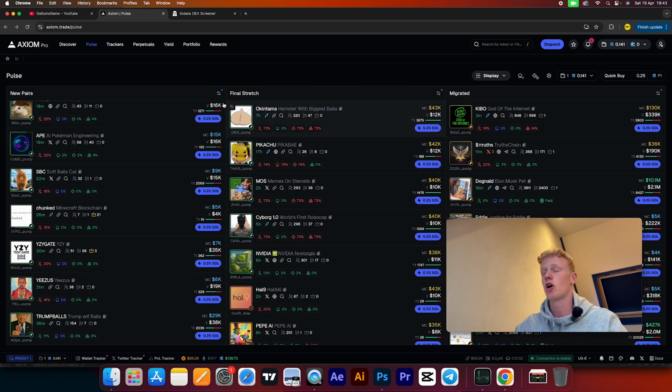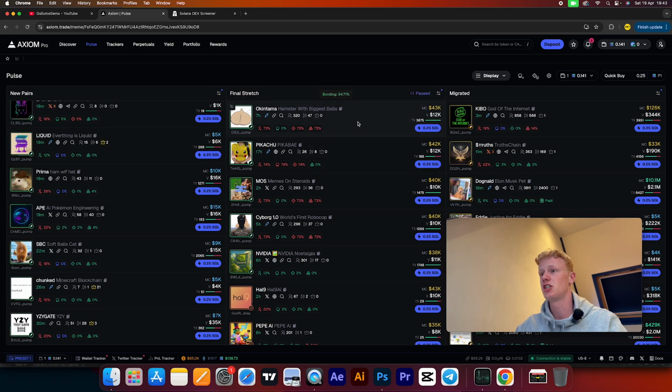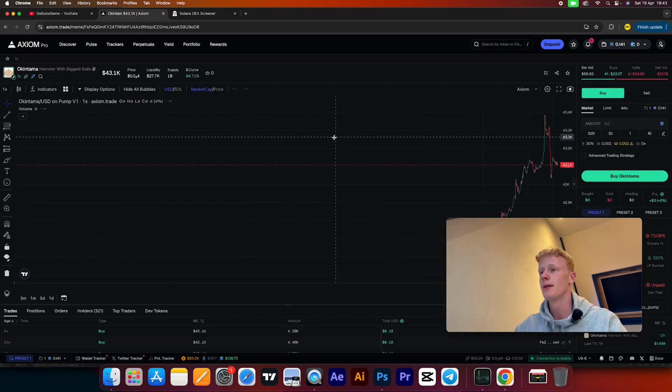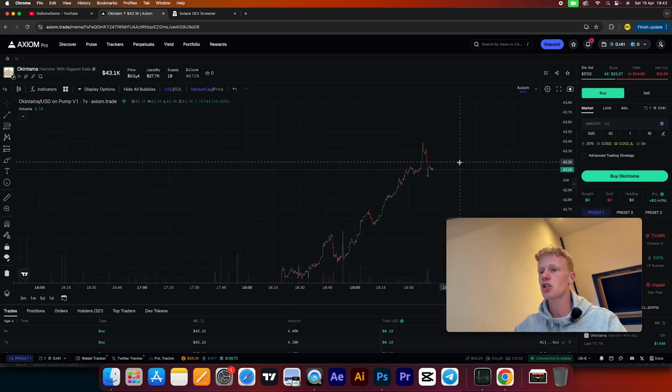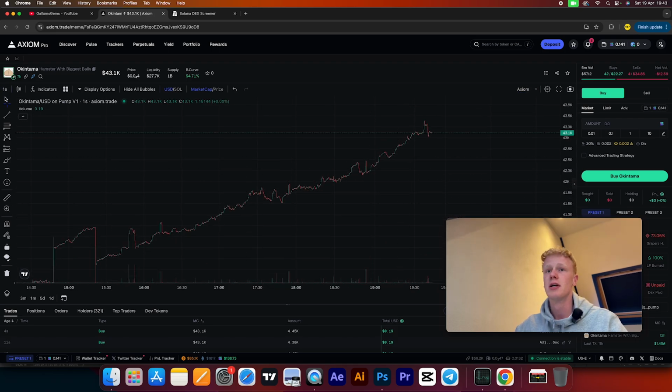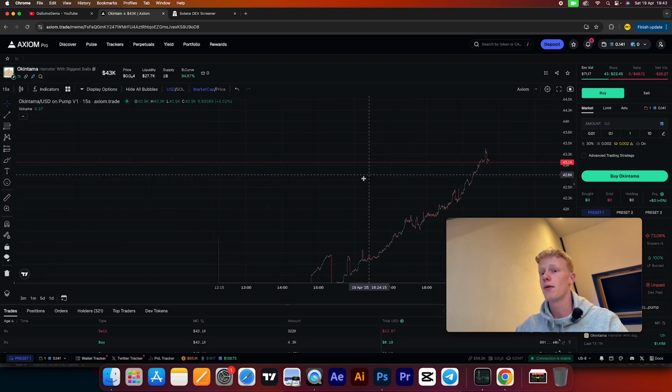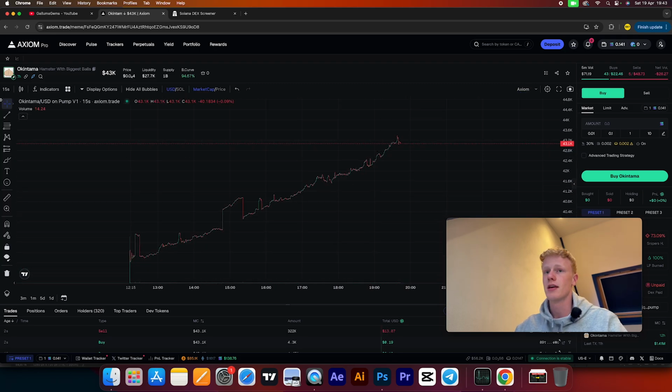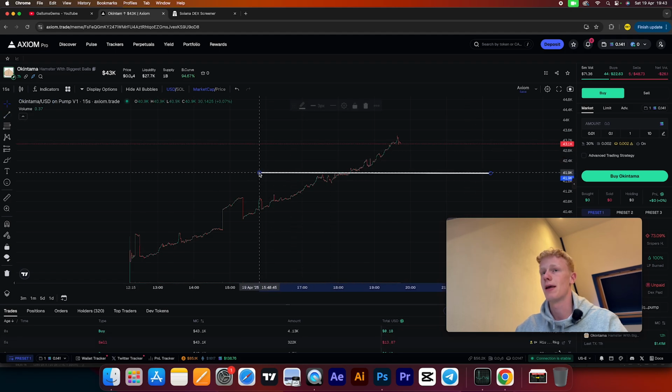Another way to find scalp trade coins is here over on Final Stretch. These are coins that are a little bit older. And what you're simply going to do is identify levels of support or resistance. So what we're going to do is head over to like the 15-second chart. And wow, this is a pretty up only chart. And what you're simply going to do is look for any levels of support where the price may bounce.